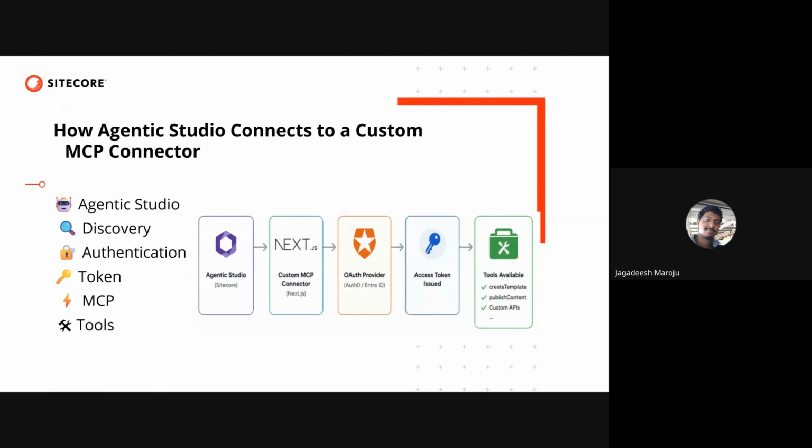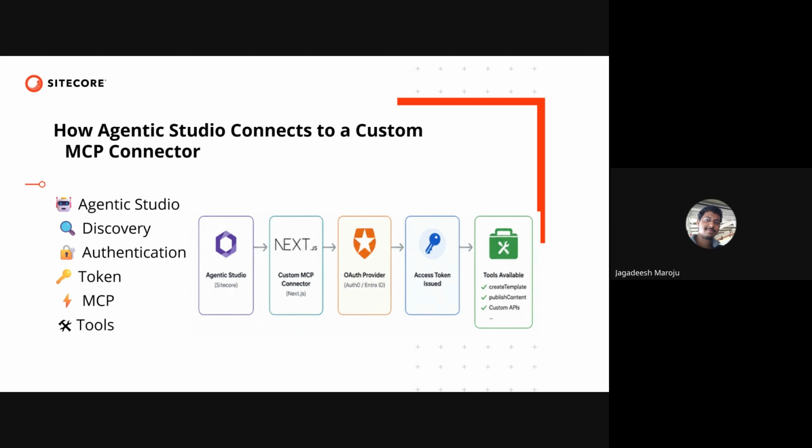So how does Agentic Studio connect to a custom MCP connector? Now let's look at what actually happens behind the scenes when you click on connect in the Sitecore Agentic Studio to your MCP server. Although it appears to be a single action, several important steps take place before the connector is ready to use. The first thing is, Agentic Studio does not call the MCP endpoint. Instead, it starts by discovering how the connector handles authentication.